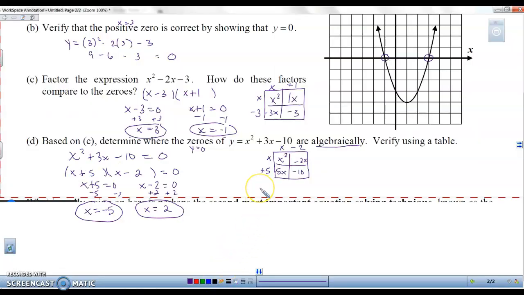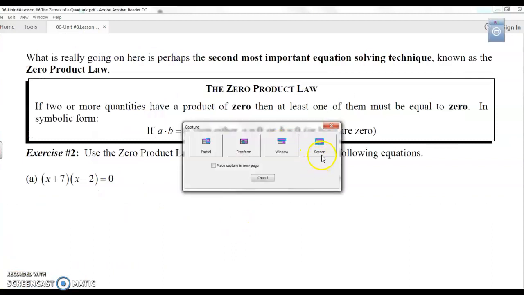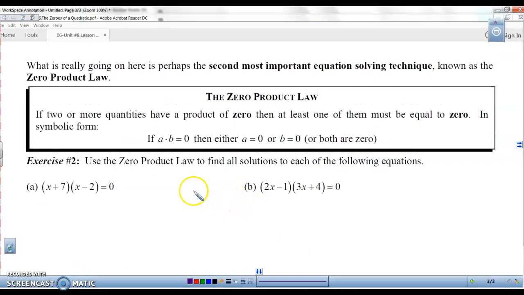Okay, so that is how you solve a quadratic equation to find the zeros. We use what is called the zero product law. What the zero product law is, it tells you how to solve quadratics or any other factors.